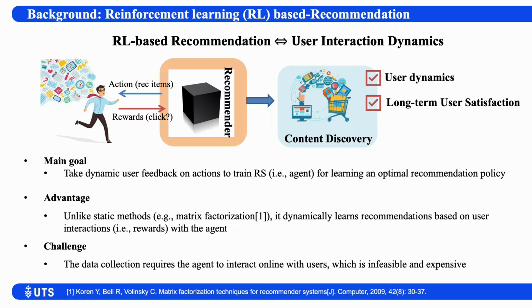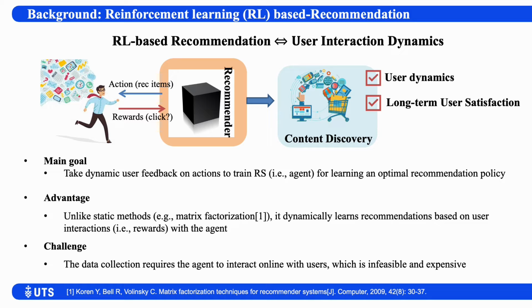Firstly, I would like to introduce reinforcement learning-based recommendation and illustrate why off-policy learning is important in the recommendation system. Reinforcement learning-based recommendation is mainly developed for handling user interaction dynamics. In this toy example, the recommender first poses some specific actions, for example, some items such as earphones, and then the users may give real-time feedback on the posed actions, such as click or not.